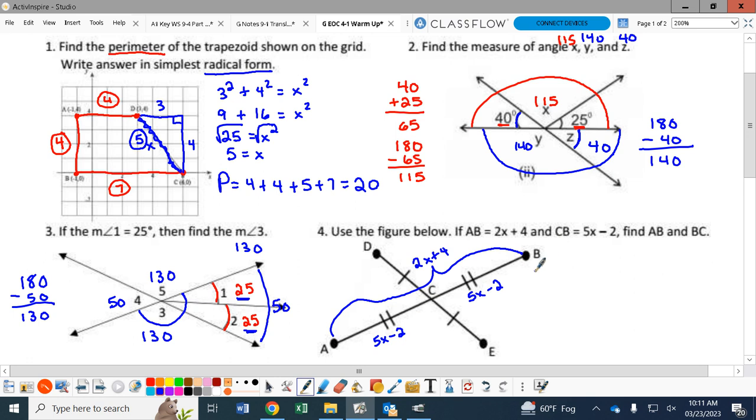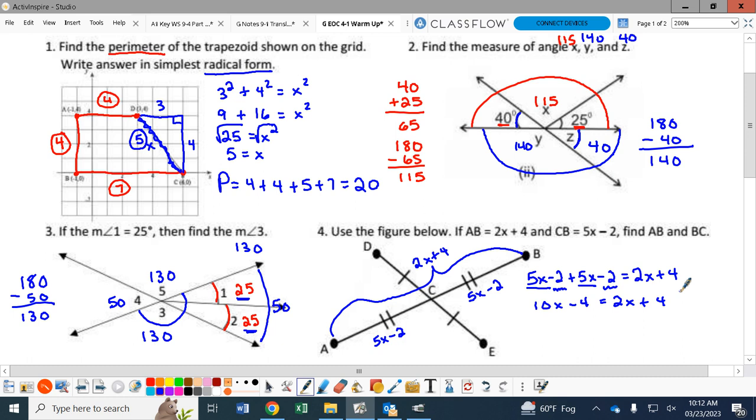So it's going to be 5x minus 2 plus 5x minus 2 equal. Guys, that's from the second week we were in this class, so it's a long time ago. We've used it off and on throughout the year, but you gotta make sure you remind yourself of these things. That's what these warm-ups are for. So 5x and 5x is a total of 10x. Negative 2 and negative 2 is a total of negative 4. And on the other side, we still got the 2x plus 4.